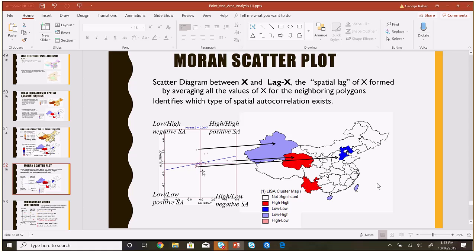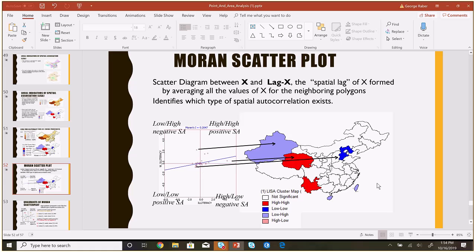So if it appears in this quadrant, in other words, if that relationship appears over here, it's low, low. But it has to be far over here. And again, if it appears in this quadrant, it's high, high. In other words, it itself is high and it's surrounded by high. But it has to be out here. Anything that's close to the middle here appears white on the map. In other words, it's not significantly different from its neighbors. And this is low-high, meaning it's a low value near a high value. And this is high-low, meaning that it's a high value, but it's near a bunch of low values.